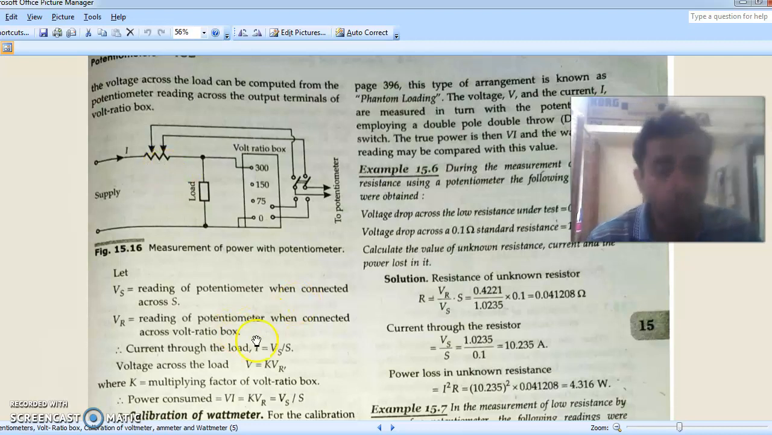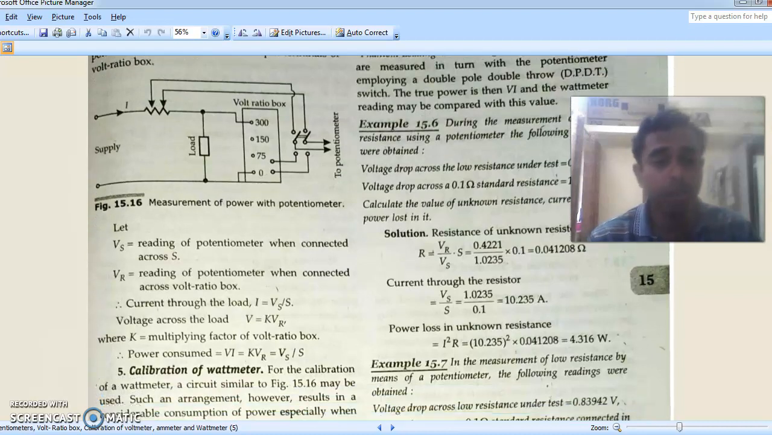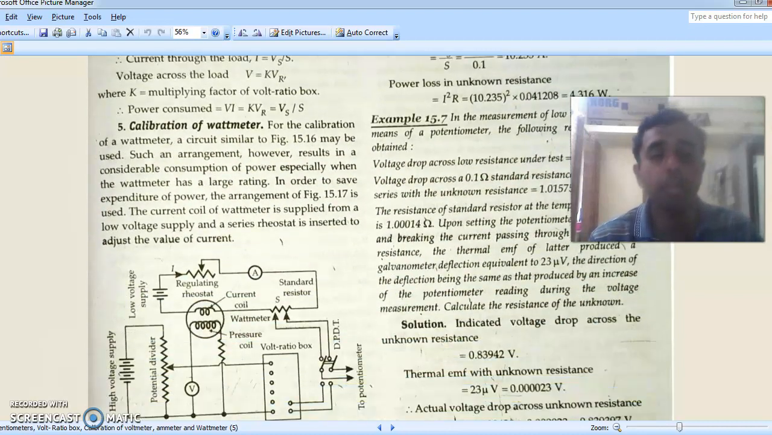What is power? I is nothing but Vs divided by S, the drop across the resistance divided by S. And what is V? The voltage across the potentiometer after balancing, that is VR, multiplied by some multiplying factor, we get V. So V into I, we get the value for power. Now the same principle can be carried forward to the calibration of a wattmeter.